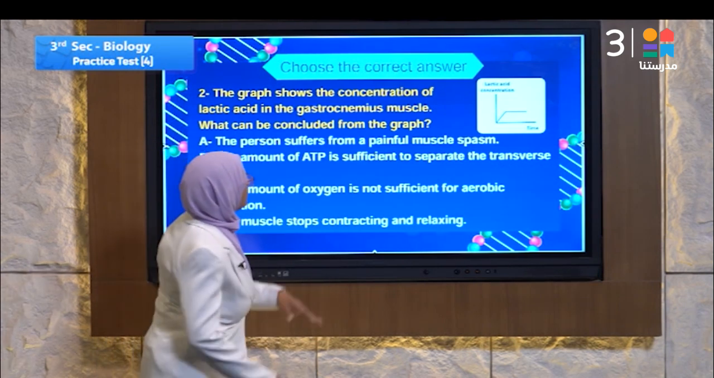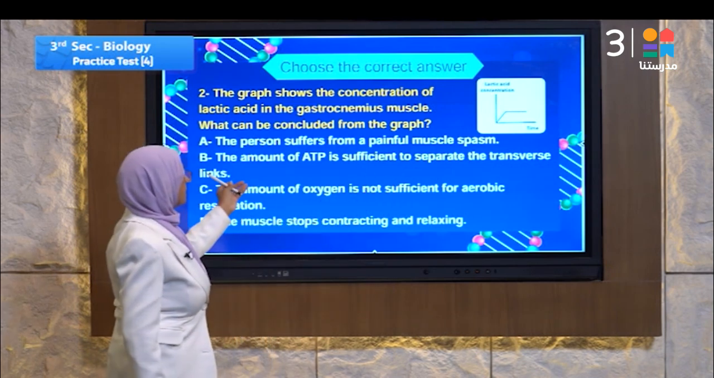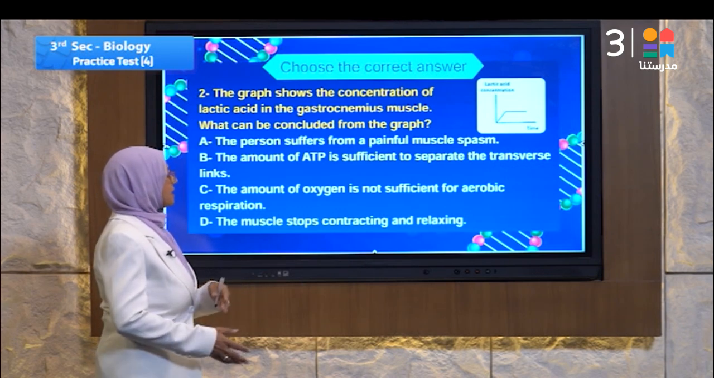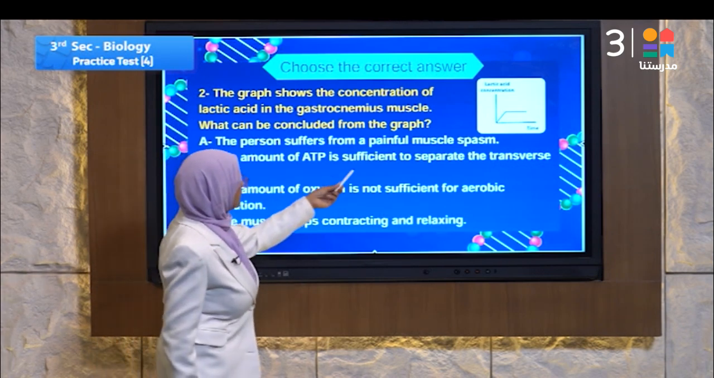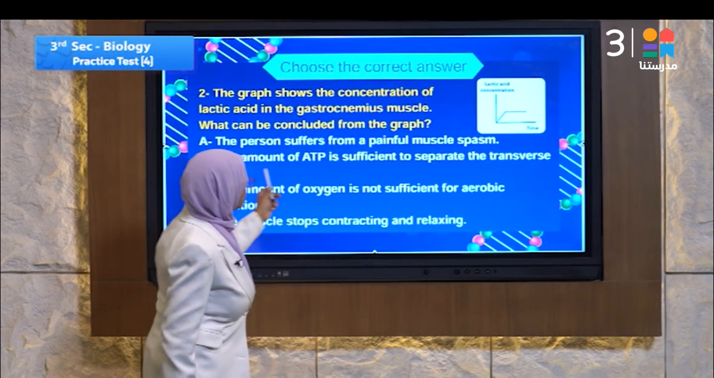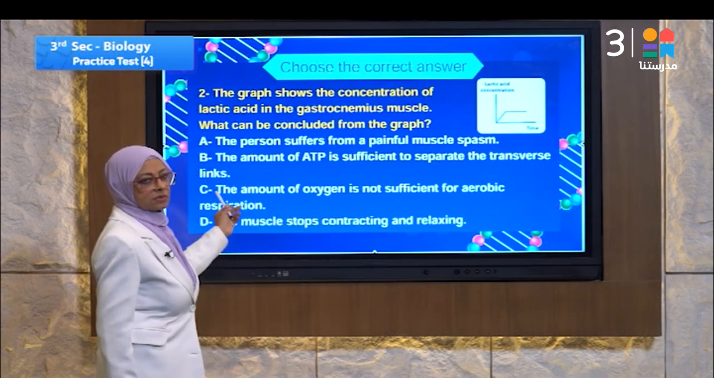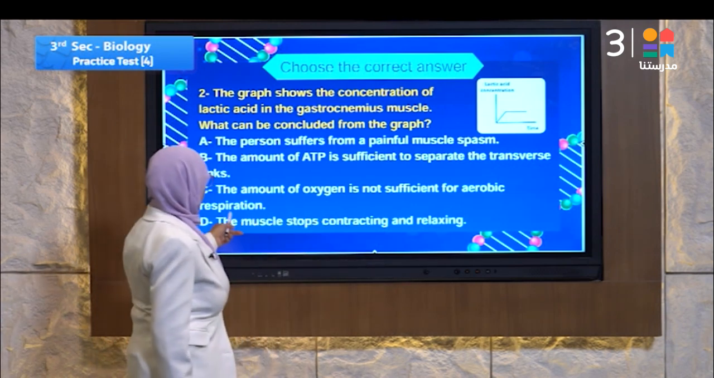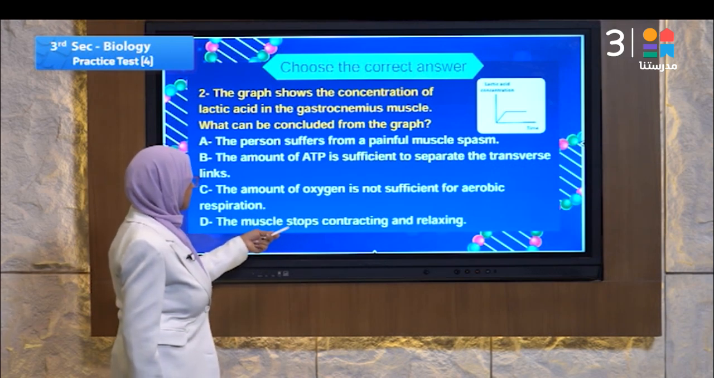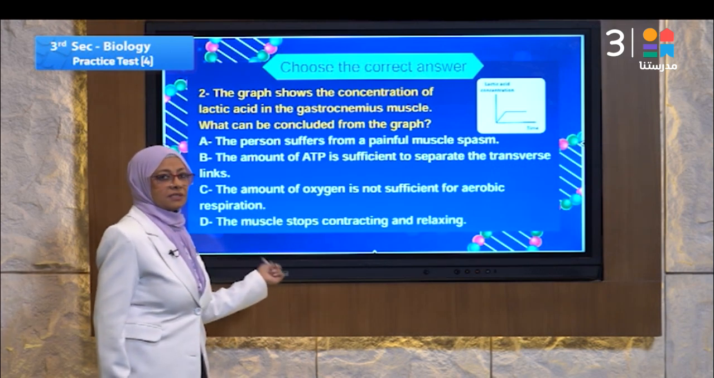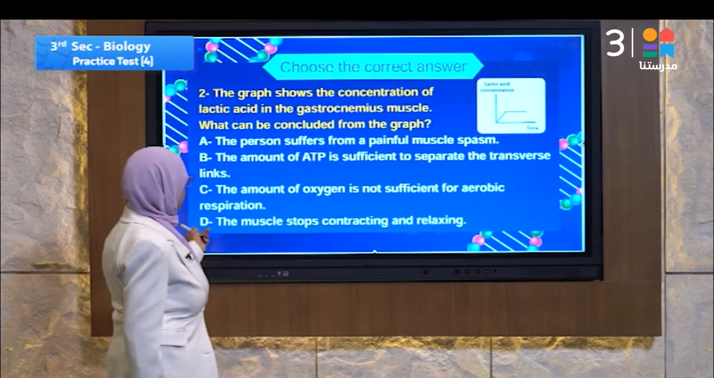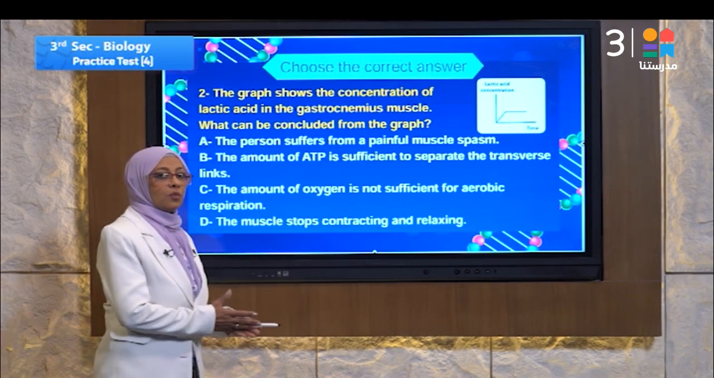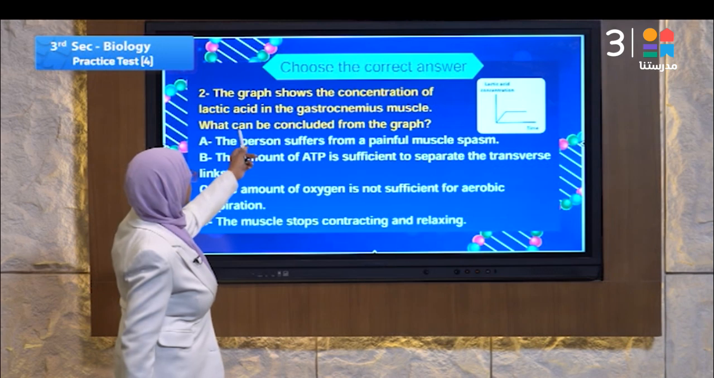The person suffers from the painful muscle spasm. Painful muscle spasm means that the muscles contract suddenly. The amount of ATP is sufficient to separate the transverse lengths, not go to ATP. The amount of oxygen is not sufficient for anaerobic respiration. Aerobic respiration and anaerobic respiration, here is the point. So let's read the last one. Did the muscles stop contracting and relaxing? No, the muscles will contract here to make the muscle spasm.